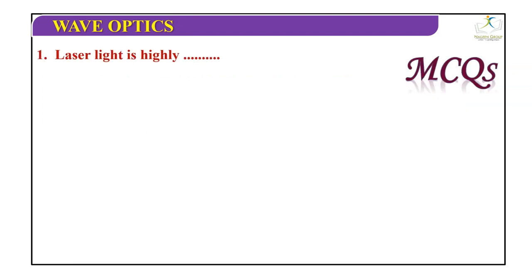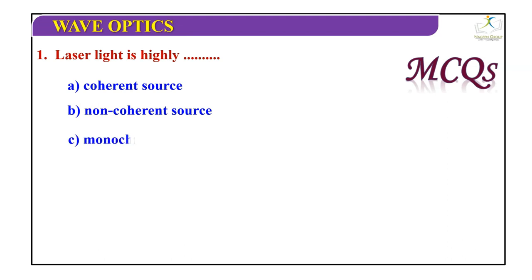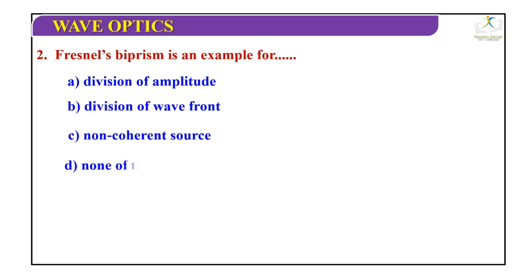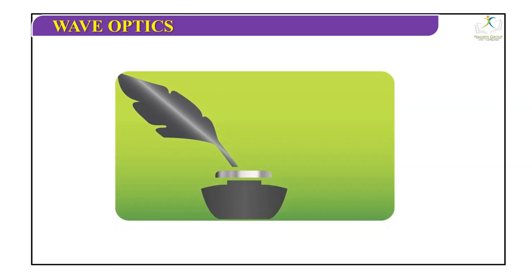Now let's move on to some MCQ questions for a doubt clearing session. Laser light is highly: A, coherent; B, non-coherent; C, monochromatic; or both A and C. The correct answer is both A and C, coherent and monochromatic. Next, Fresnel biprism is an example of division of amplitude, division of wavefront, non-coherent source, or none of these. The correct answer is division of wavefront.